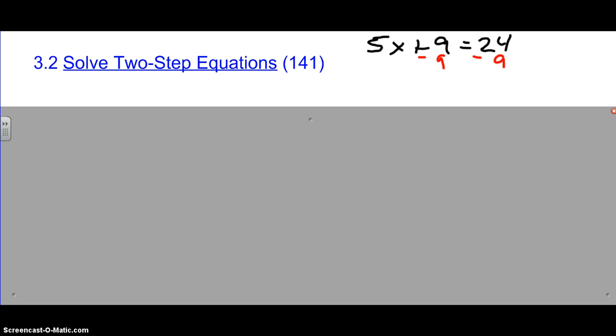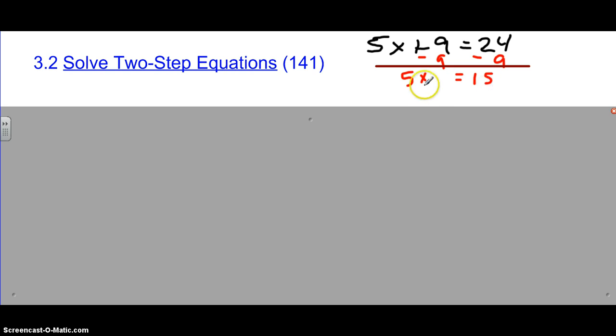Let's see if I have a line here and make this easier. So I'm going to put a little line here. And now when we simplify this, on the left side, we only have 5x, right? 9 and negative 9 end up leaving us with just 5x, equals 24 minus 9, 15, right?